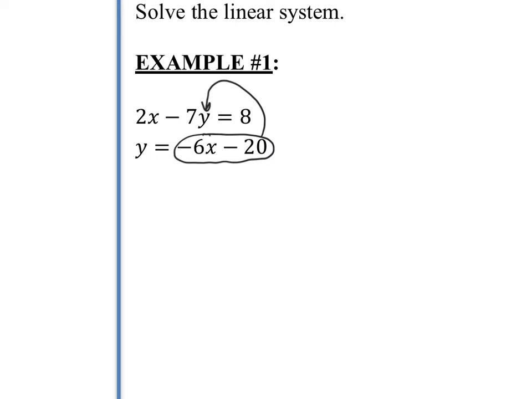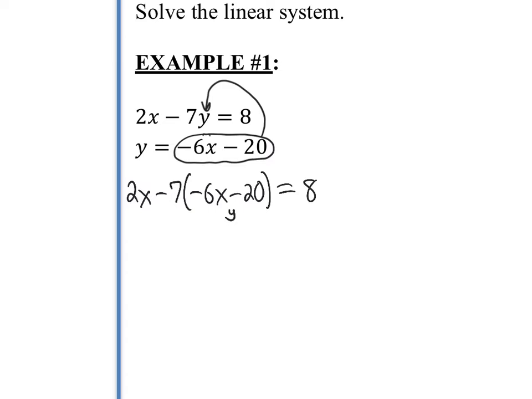So now I'm going to rewrite the 2x minus 7y equals 8, but I'm going to write 2x minus 7, and replace the y with negative 6x minus 20, and that equals 8. Okay, so right here, we still have 2x minus 7y equals 8, but y equals negative 6x minus 20. This is still minus 7y, but in this case, y equals negative 6x minus 20. Okay, so now we're going to solve for x here. We're going to get x by itself.